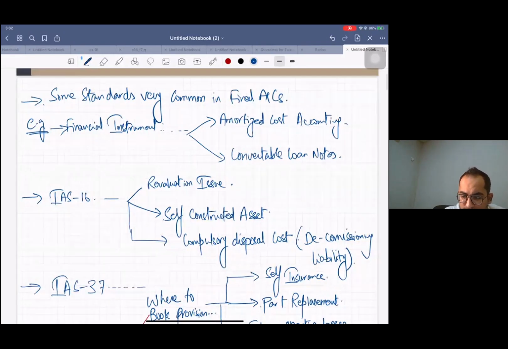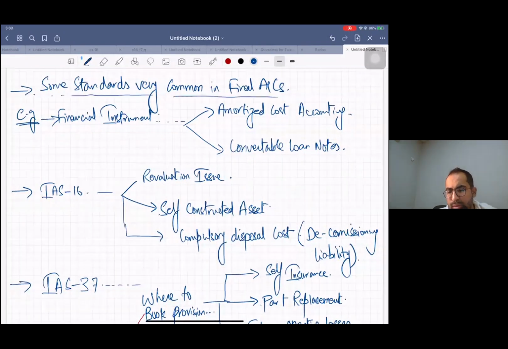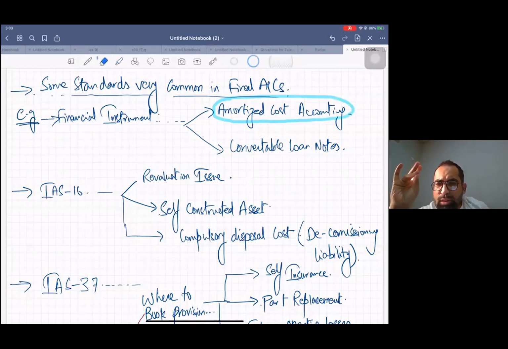You already know some standards which are very common in final accounts. The most popular standard is financial instrument. Financial instrument is very common in your final accounts topic. And what areas may come? First of all, the very common area is amortized cost accounting in terms of financial liability. Financial liability means you have taken a loan, not you have given a loan.